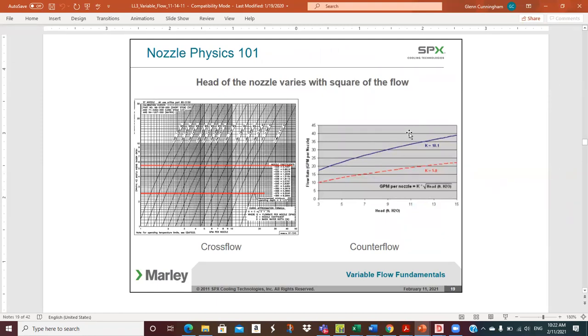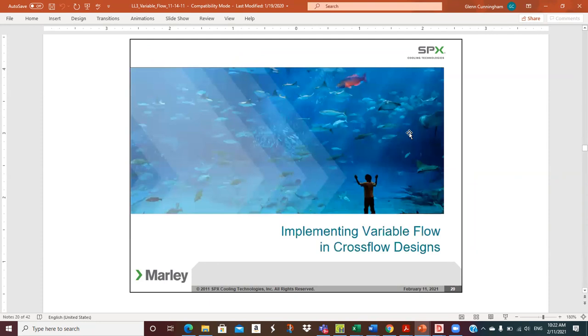These things are just too small to really see. These are for different nozzle sizes, different pressure drops. This is for crossflow and counterflow. There are K values for the nozzles and all that, but we're going to just pass by this because you can't really see it very well. Even if you blow it up, it's hard to read.